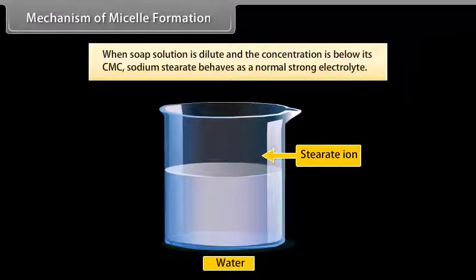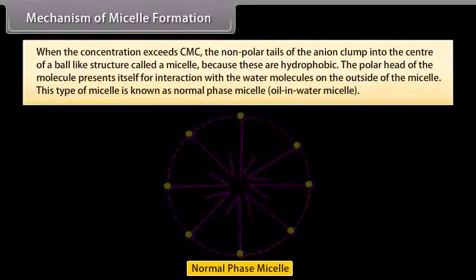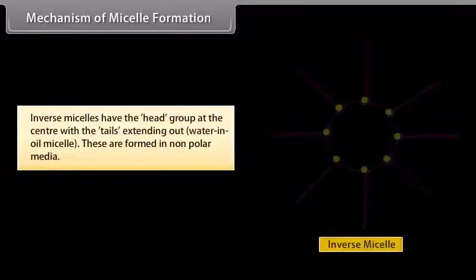When the concentration exceeds CMC, the non-polar tails of the anion clump into the center of a ball-like structure called a micelle because these are hydrophobic. The polar head of the molecule presents itself for interaction with the water molecules on the outside of the micelle. This type of micelle is known as a normal phase micelle. Inverse micelles have the head group at the center with the tails extending out. These are formed in non-polar media.